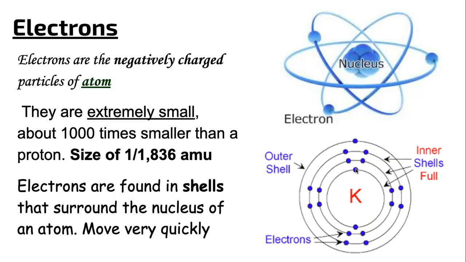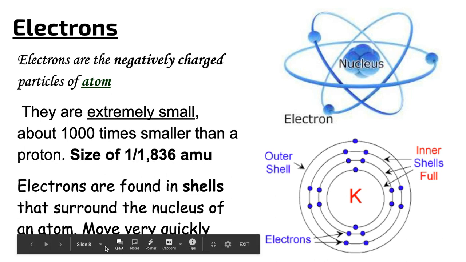Okay, then actually the last one we have is electrons. So electrons are going to be negatively charged. They are not in the nucleus. They are extremely small, about 100 times smaller than a proton or a neutron. So this is the size, rather, the mass. It's 1 over almost 2,000 atomic mass units.